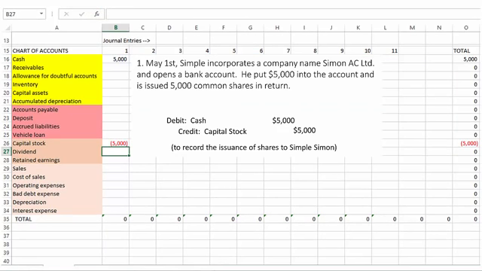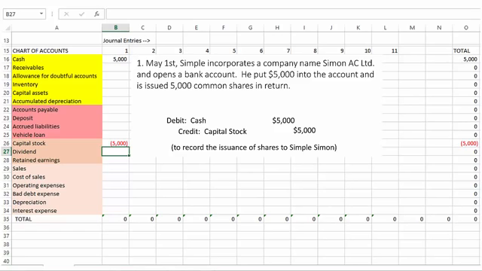Our first journal entry recorded the contribution of capital to the company by Simple Simon for $5,000. Debit cash with a positive number in cell B16, credit capital stock with a negative $5,000 in cell B26. Lo and behold, your total in row 35 zeroes out, which means that we have an equal number of debits as we do credits.